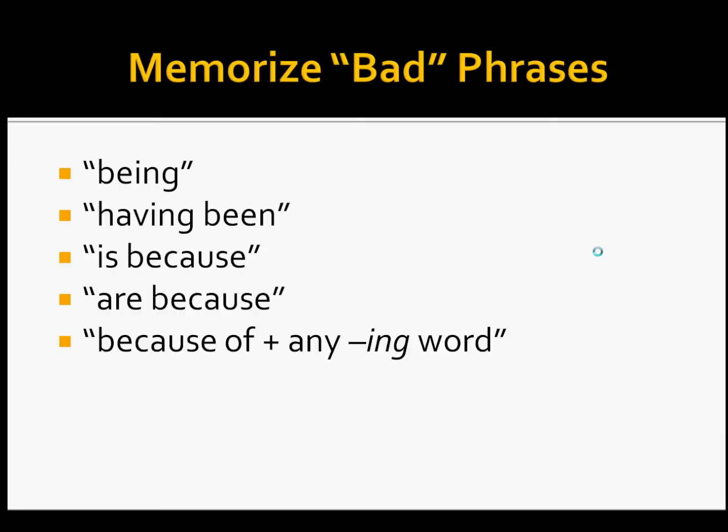I hate to tell you to do this, but you might want to memorize this sort of idea here. These are bad phrases. These are expressions that, when we write them formally, generally are going to be grammatically incorrect. Look at being, having been. These things create passive voice. Is, because, are, because. There's going to be disagreement there. And the phrase because of, and any word that ends in ing. Because of going away. Because of being mad. Any word that ends in ing, if it's next to because of, is going to be grammatically wrong. If you can remember those things, you'll be eliminating choices left and right here.